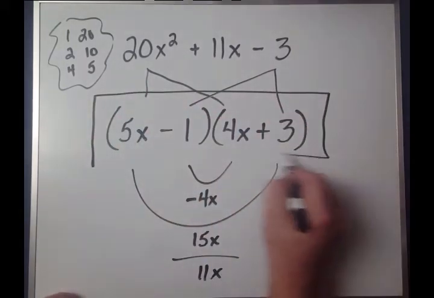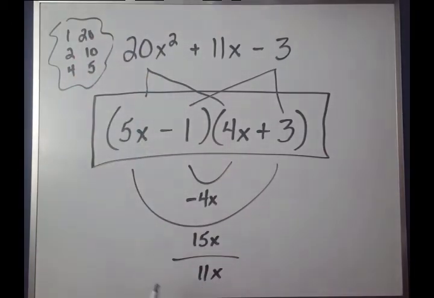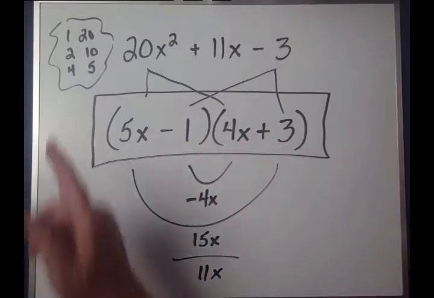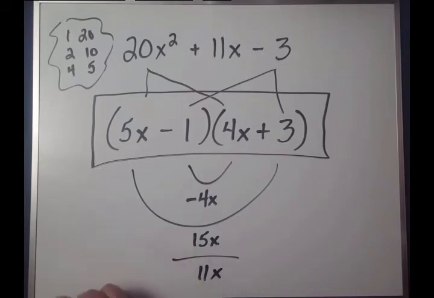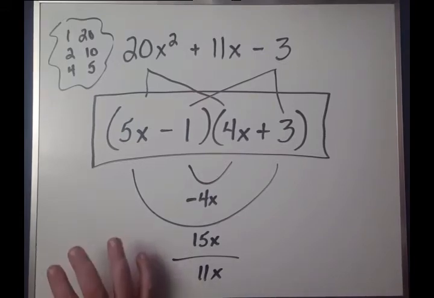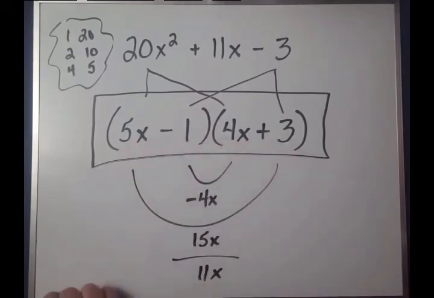If that had not happened, we would have gone on to try the 2 and the 10. If that didn't work, we'd go on to try the 1 and the 20. But we found it before we got even close to exhausting the possibilities. And like I said, the more of these you do, the more of a feel you will have for where to start guessing.